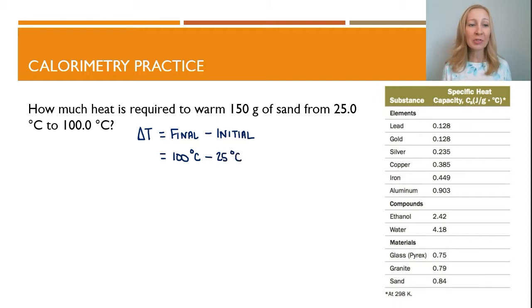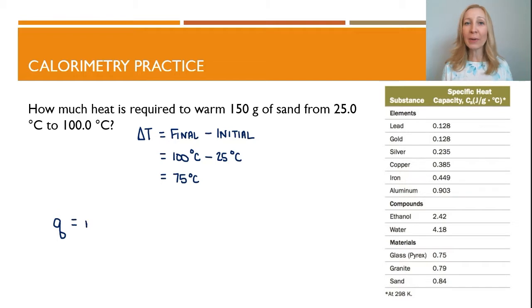So the change in temperature is the final temperature minus the initial temperature. I'm heating this substance, so it's getting hotter. The final temperature is 100 degrees Celsius. The initial temperature was 25 degrees Celsius. So I heated this substance by 75 degrees Celsius.